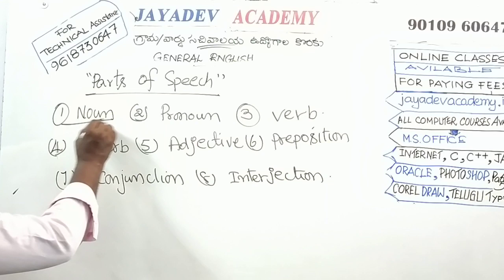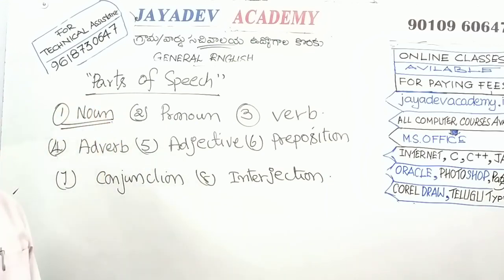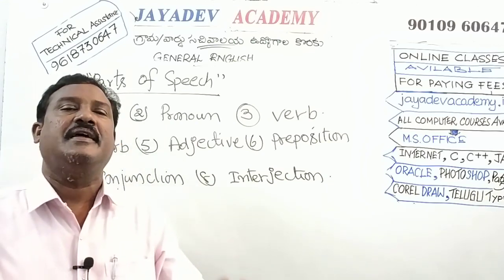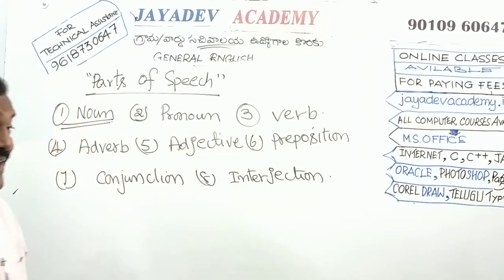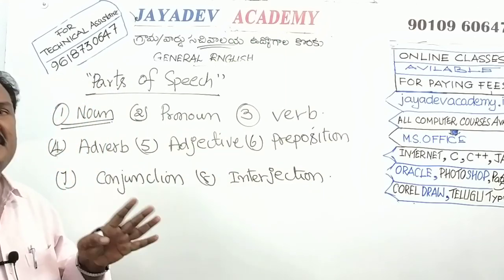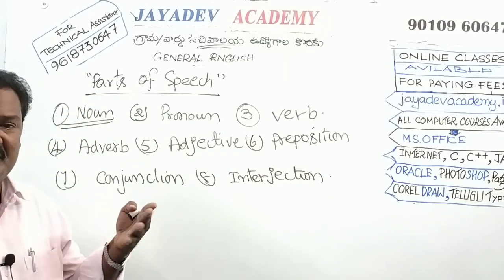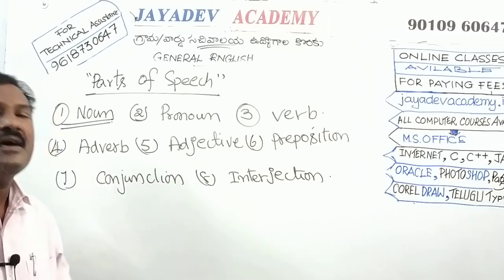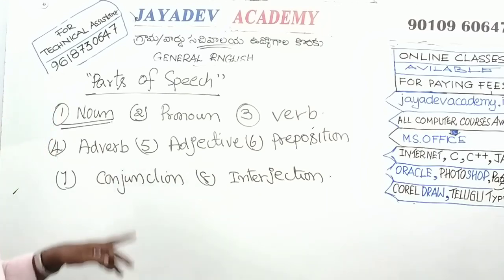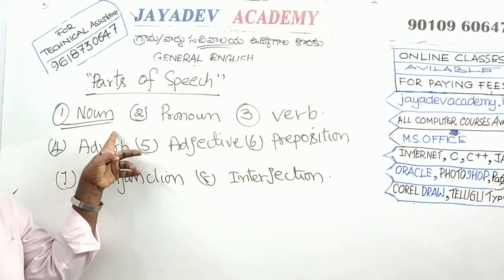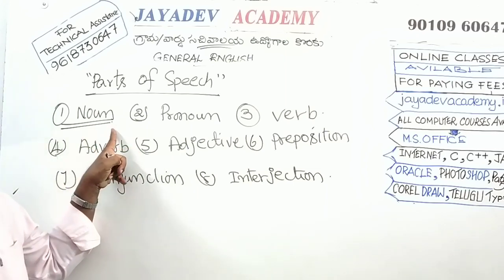Now, what is meant by noun? Noun is nothing but the name of anything. In this world, so many things are there, living things and non-living things. Everything which has a name is called a noun.